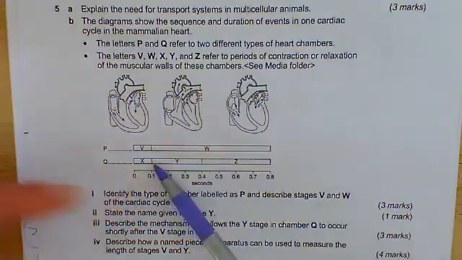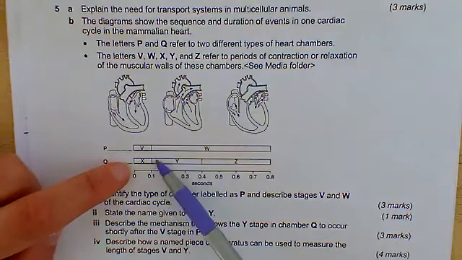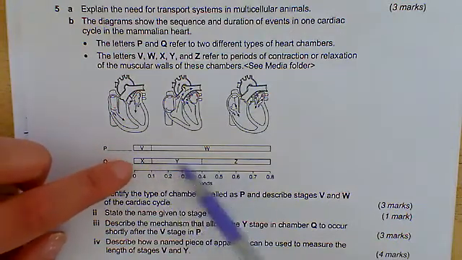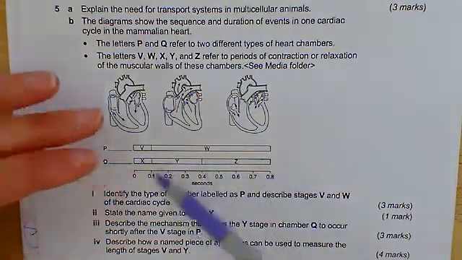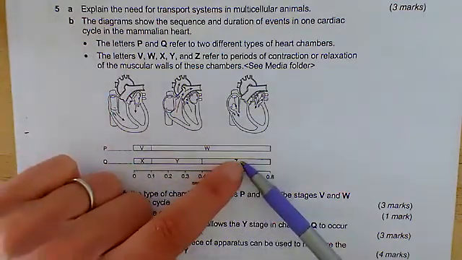Here we can see in the ventricle, and it doesn't ask us to talk about this yet, we've got almost three separate events. We've got either a contraction or a relaxation, a contraction or a relaxation, a contraction or a relaxation.